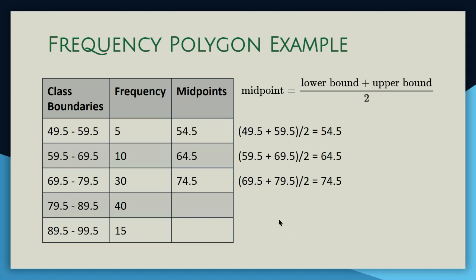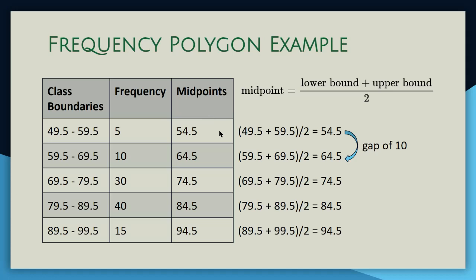And hopefully by this point in the table, you started to detect a pattern in those midpoints. And if I carry out those last two calculations, we see that the gap between those numbers, the gap between 54 and 64 or 64 and 74, is a gap of 10.